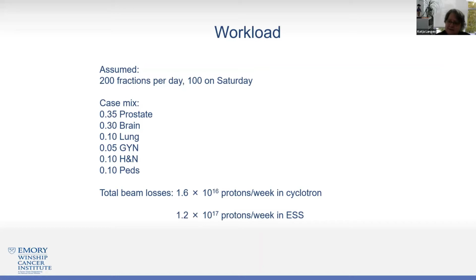So after we did this, and we went through all the separate calculations of activity, we came up with a number of 1.6 times 10 to the 16 protons that were lost in the cyclotron per week, and 1.2 times 10 to the 17 protons that we would lose in the energy selection system. So you can quickly see now the energy selection system is the main harbor of activity in a cyclotron-based facility. In fact, if you have a synchrotron, you don't have this device, and this is one of the advantages of a synchrotron-based facility over a cyclotron.